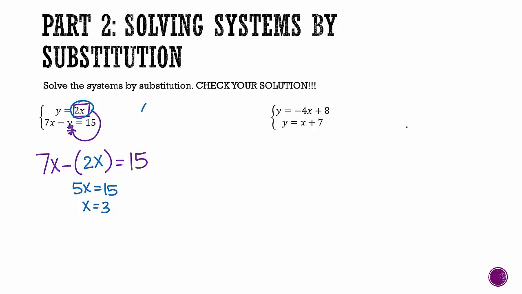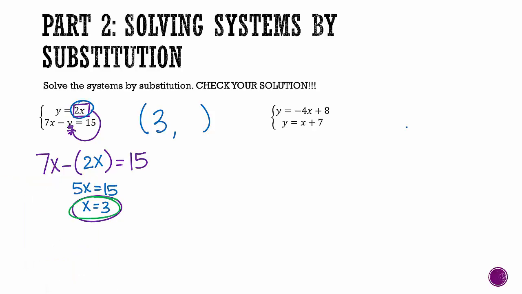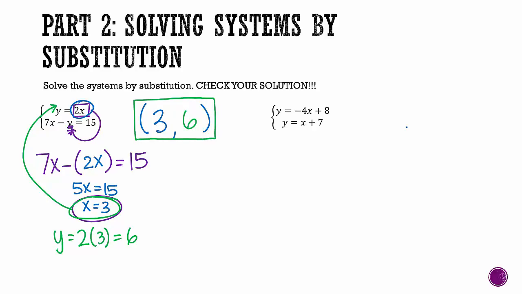So remember, our solution is a point. We need an x and a y. So far, we have the x part, but we need to find the y. So this brings us to the other substitute and solve. So I'm going to take this and plug it back into one of my equations. And it doesn't matter which equation you plug it into, but this one's going to be the easiest. So y equals 2 times 3, which is 6, and there's the other part of my point. If I were to graph these 2 lines, this is the point where they would cross.